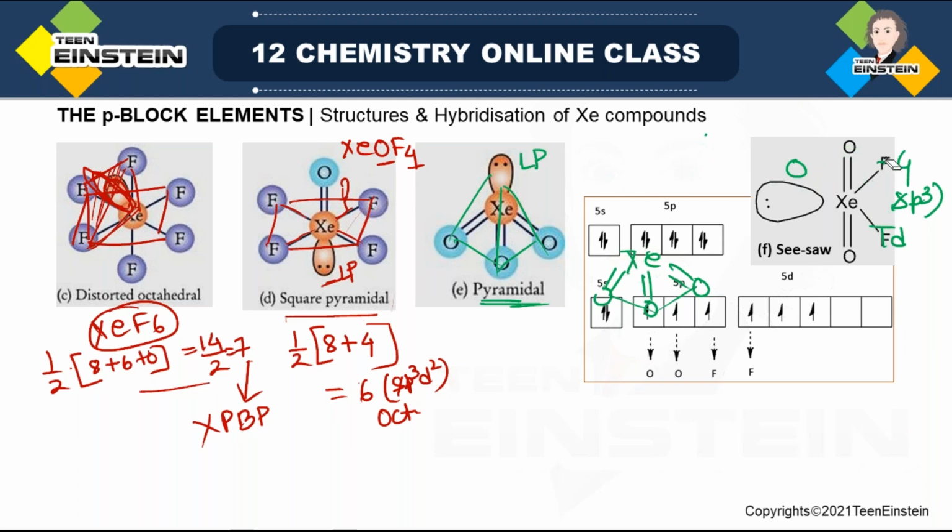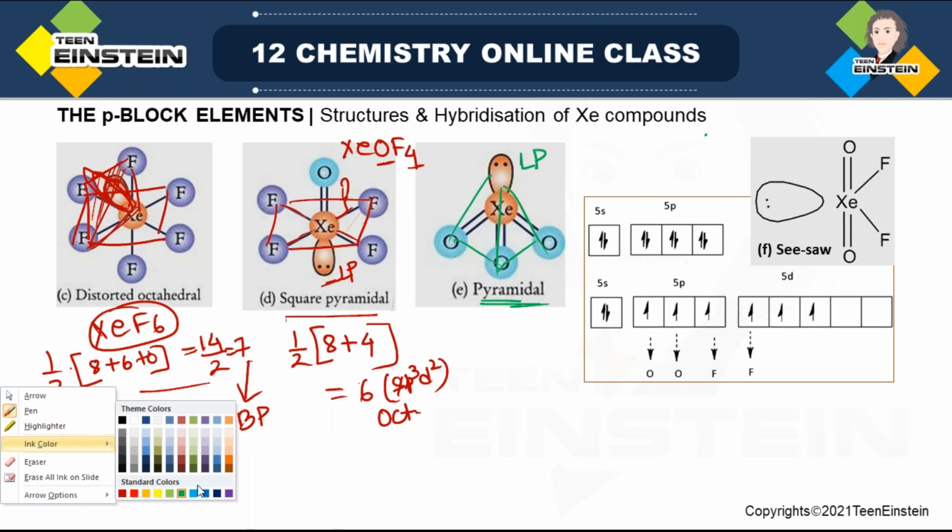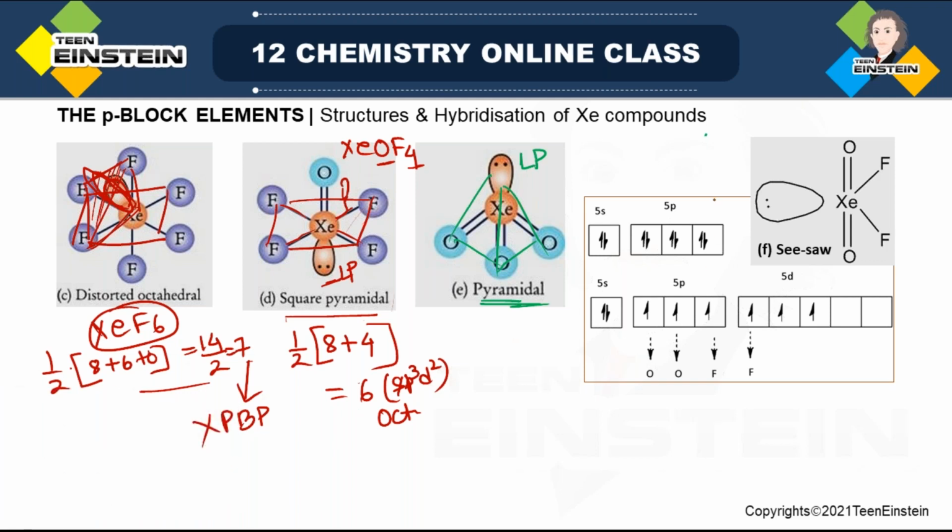Another molecule we will see: XeO2F2. So for XeO2F2, first I will apply this formula. 8. Number of monovalent atoms only 2. Oxygen we will not consider, and there is no charge. 8 plus 2, 10. 10 by 2, 5. That means it is sp3d.